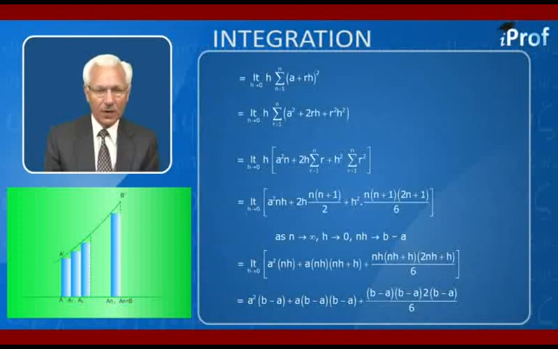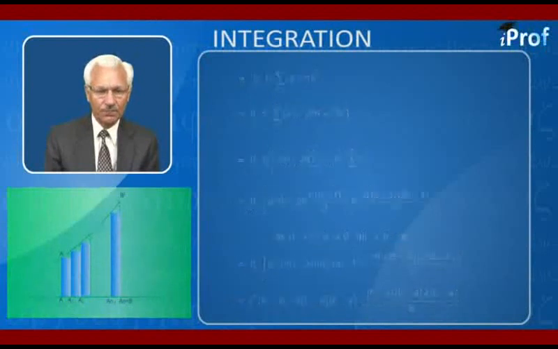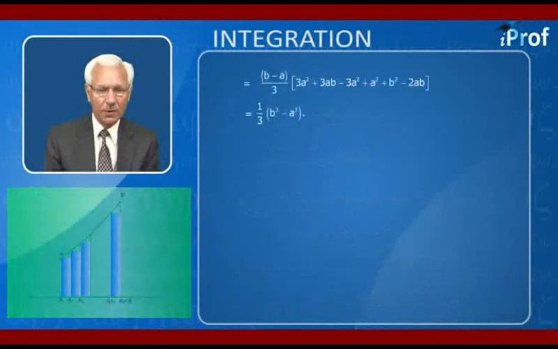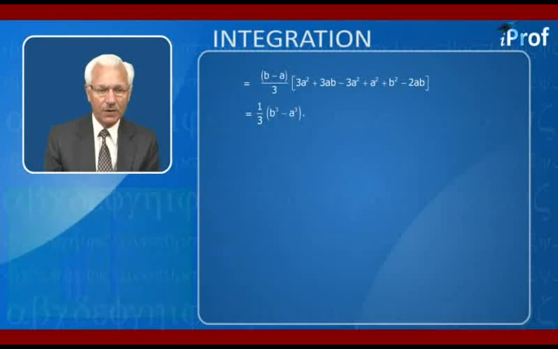Now putting nh equal to b minus a, and h goes to 0 wherever it is separate, we get a square times (b minus a) plus a times (b minus a) into (b minus a) plus (b minus a) into (b minus a) into 2 times (b minus a) upon 6. We can pull out (b minus a) upon 3 common. We get (b minus a) upon 3 times (3a square plus 3ab minus 3a square plus a square plus b square minus 2ab), which comes out to be 1 by 3 times (b cube minus a cube).